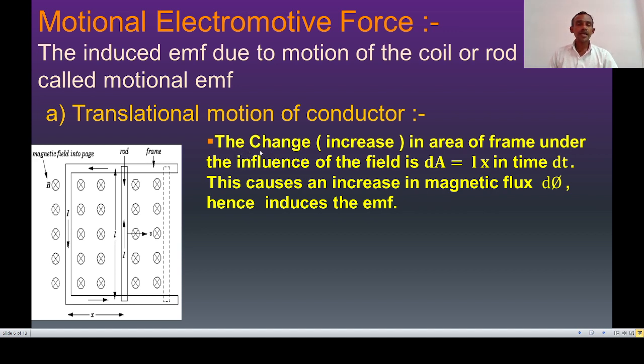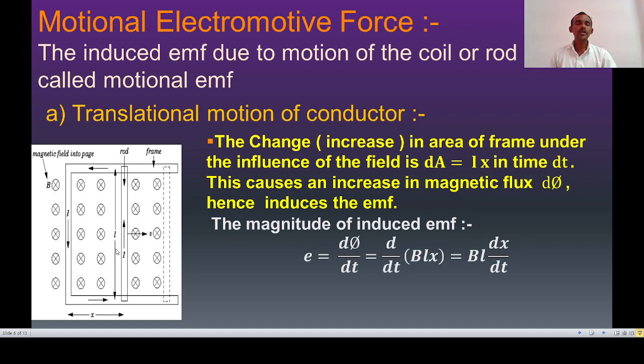That means the change in area of the frame under the influence of the field is dA equal to L, the length of the rod, into dx in time dt. Thus the increase in area causes an increasing magnetic flux dΦ, and hence induces the EMF. The magnitude of induced EMF can be written as E is equal to dΦ by dt.